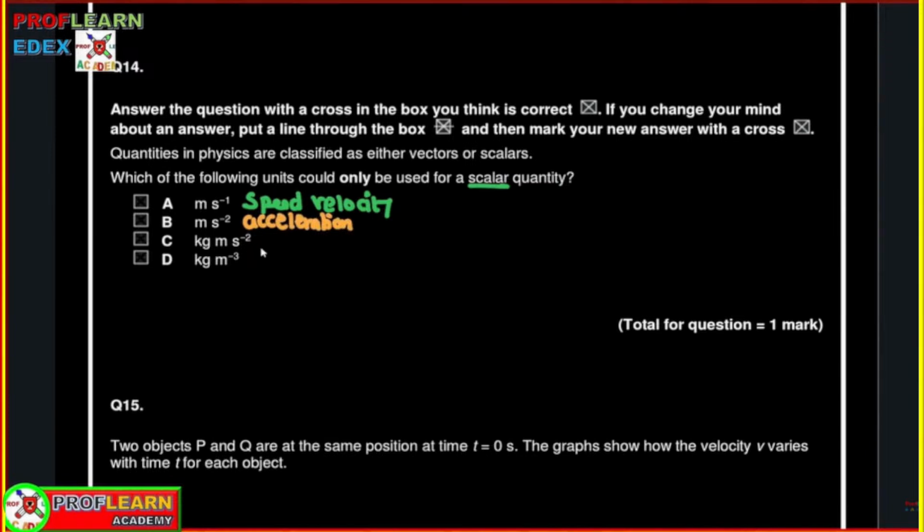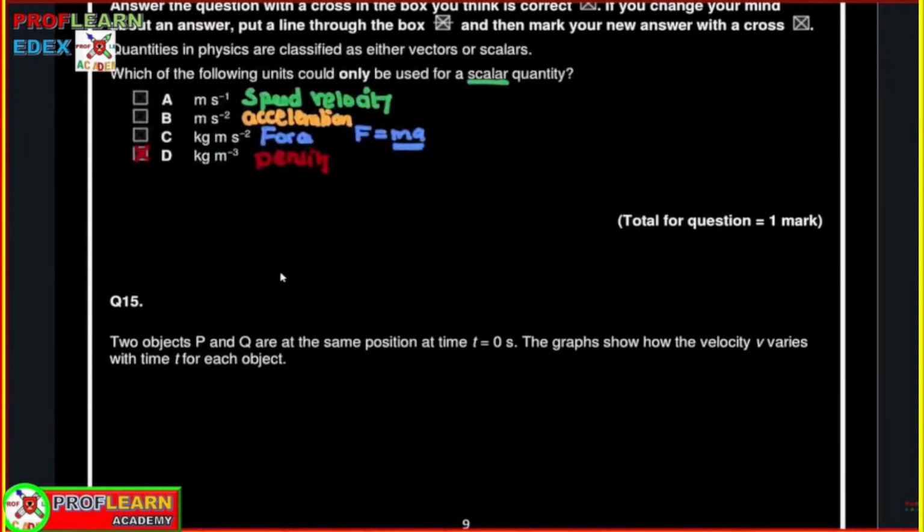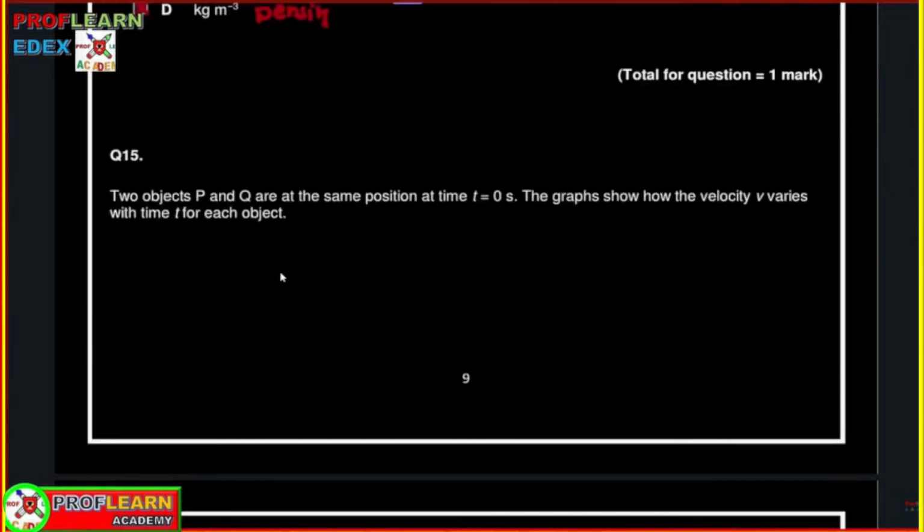Kg meter per second square, this is actually force. Remember, from force equals to ma, so that's why we are getting that unit form. And D is the unit kg per meter cubic. This is the density unit. Density is a scalar quantity. So in that case, D is the correct answer.